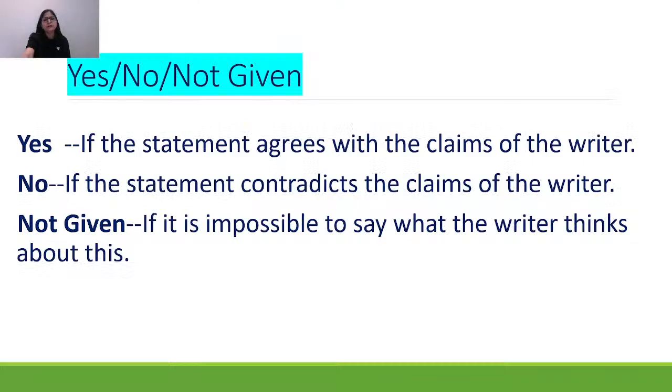So the difference between true, false, not given and yes, no, not given is that yes, no, not given are based on the claims of the writer. So it's about the writer's perspective, the writer's viewpoint, the writer's claim. If the statement agrees with the claims of the writer, the answer should be yes. If the statement contradicts the claims of the writer, the answer should be no. And if it is impossible to say what the writer thinks about this, the answer is not given.